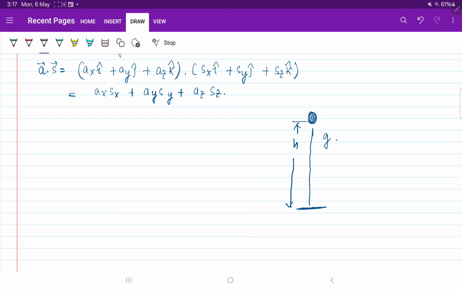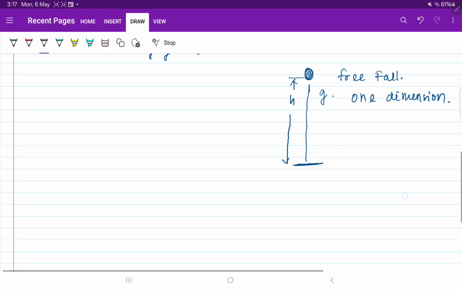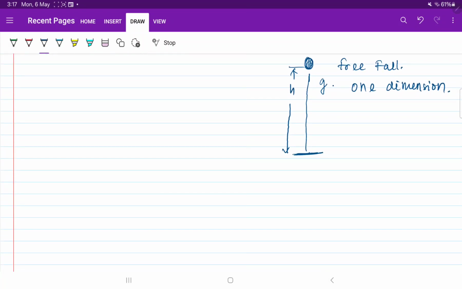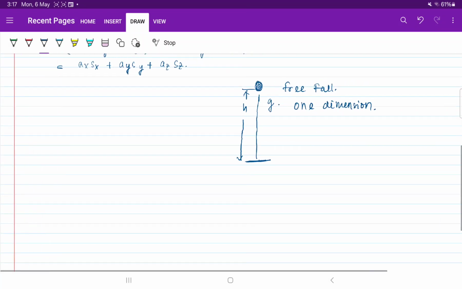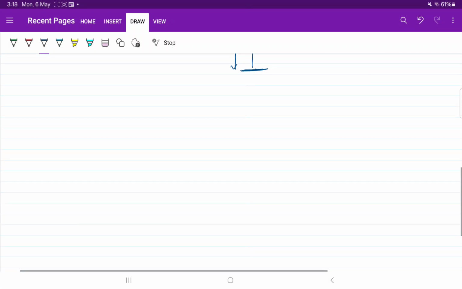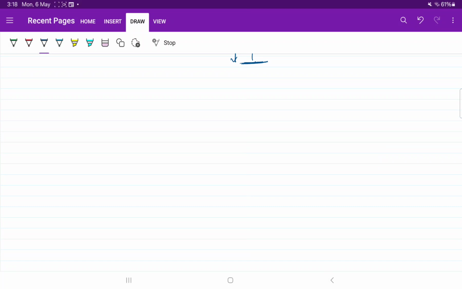This type of motion is known as free fall, and it takes place in one dimension. You pick up the ball, place it at some height h and release it from height h. Then the motion is simply a straight line motion taking place in one dimension. Okay, let's discuss one of the interesting problems.